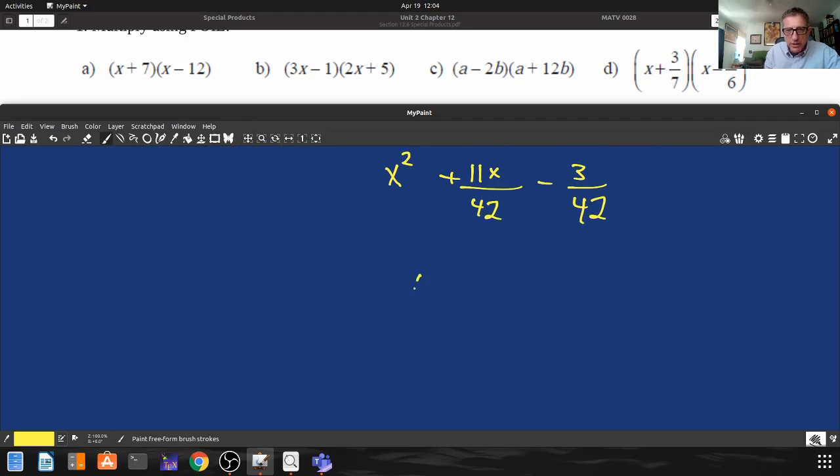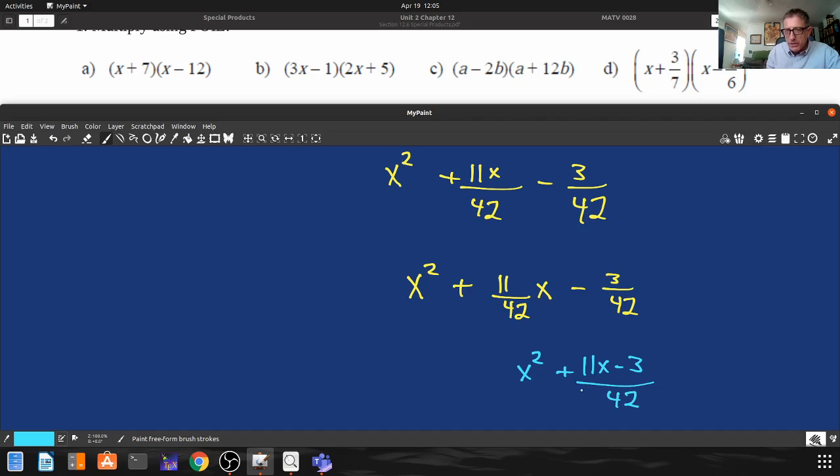Another way is just to write it this way: x squared plus 11/42 times x minus 3/42. And that's good enough. I know it's possible some of you might want to write it in a different way, and it's equivalent. And of course, I don't care. My math lab may disagree. You might want to write it as x squared plus 11x minus 3 over 42.